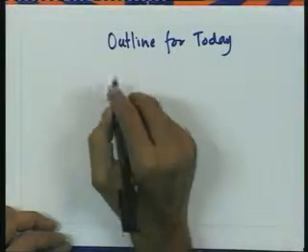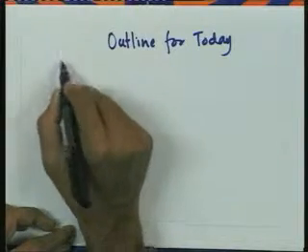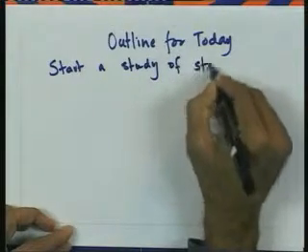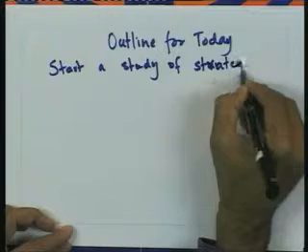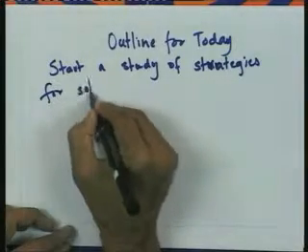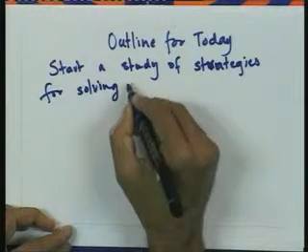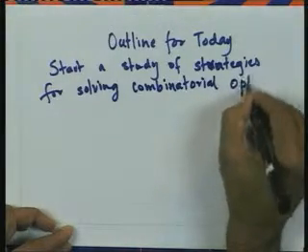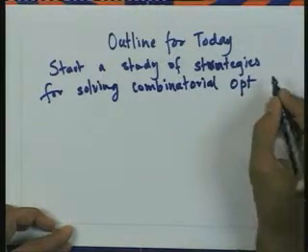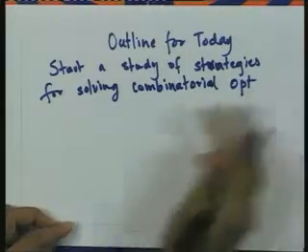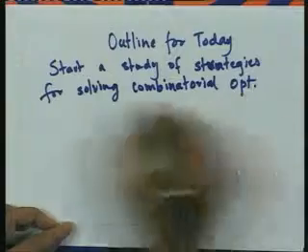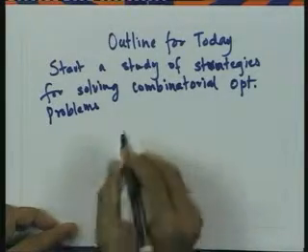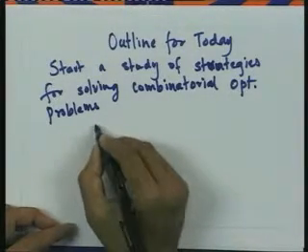The idea today is to look at, we want to start a study, okay, of strategies for solving combinatorial optimization problems. Combinatorial optimization and search problems. I may drop the search occasionally, but that's implied.